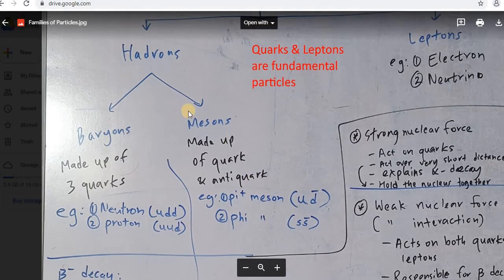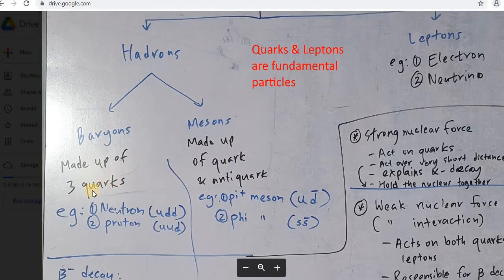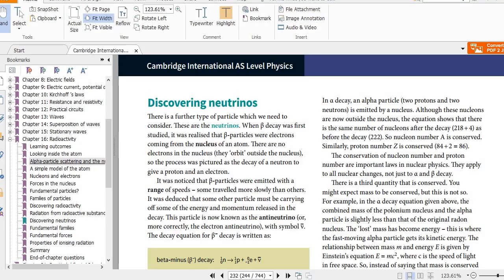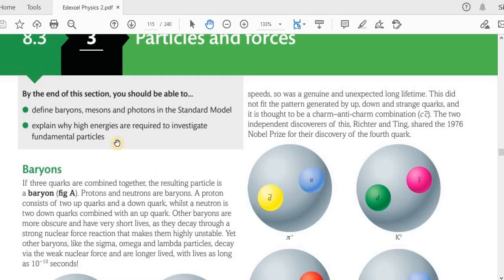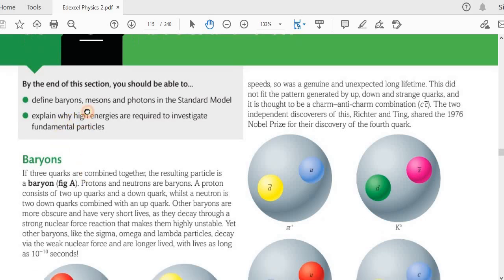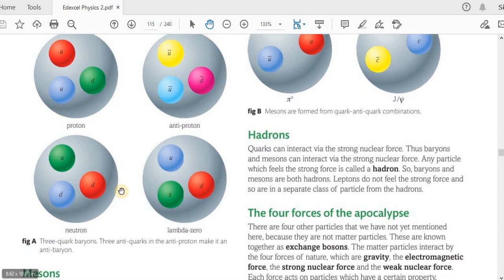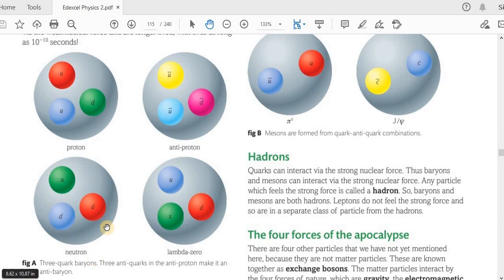So baryons and mesons are classified under hadrons. They are all hadrons. All of these are made up of quarks or quarks and an antiquark. So let's go back to the lesson. Okay, so baryons: if 3 quarks are combined together, the resulting particle is a baryon. In Figure A you can see several examples here. Proton is a baryon, neutron is a baryon. Proton is made up of 2 up quarks and 1 down quark. You should know this. Neutron is made up of 1 up quark and 2 down quarks. Again, you should know this.